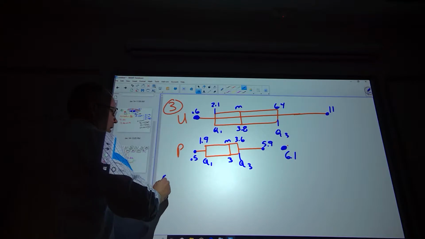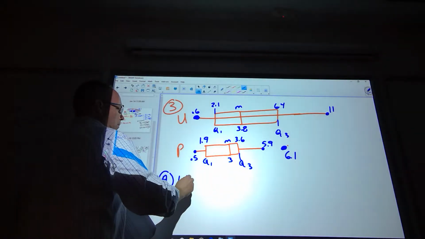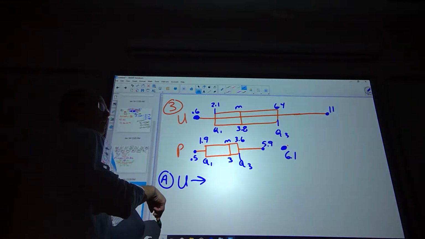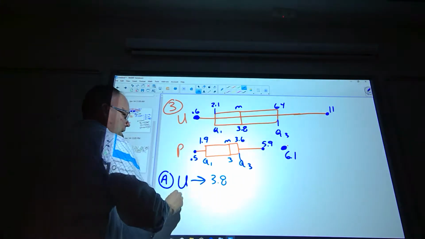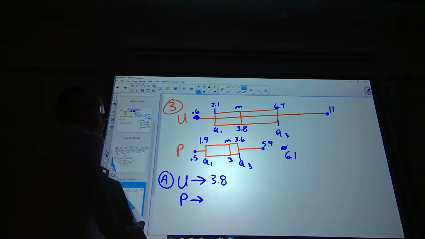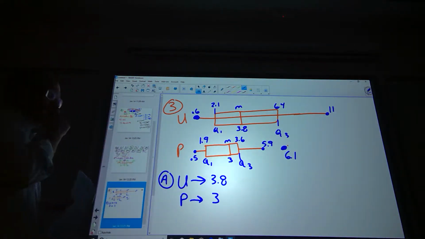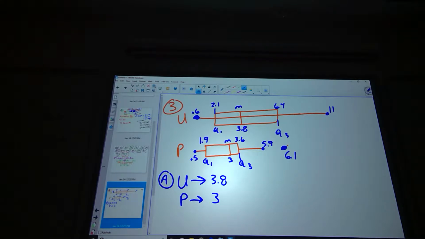So for letter A, what is my median for my unpleasant? It's up there. 3.8. And my pleasant group, what's my median? 3. Okay, so as far as the unpleasant images, half the people took less than 3.8 seconds to recognize it as being unpleasant. The other half of that group took more than 3.8 seconds to see it as unpleasant. As far as pleasant, 3 seconds was the cutoff.